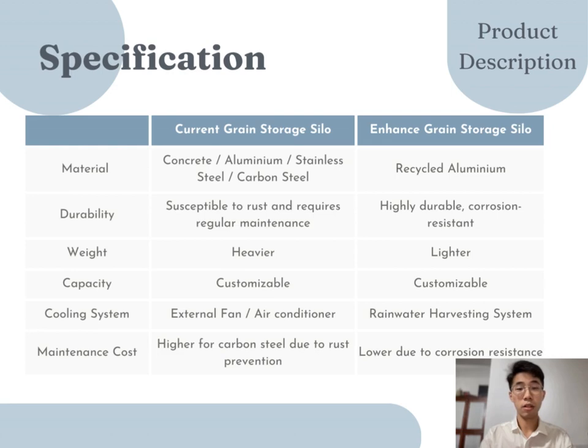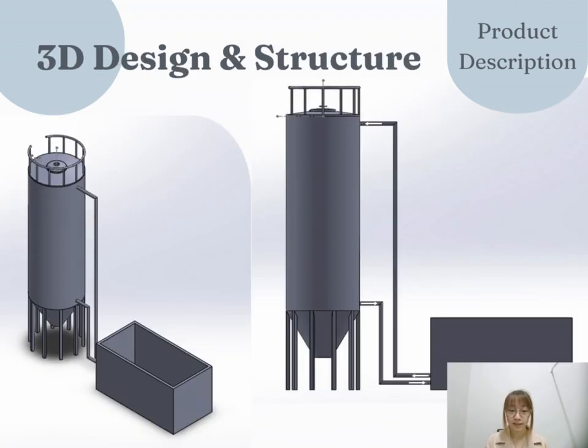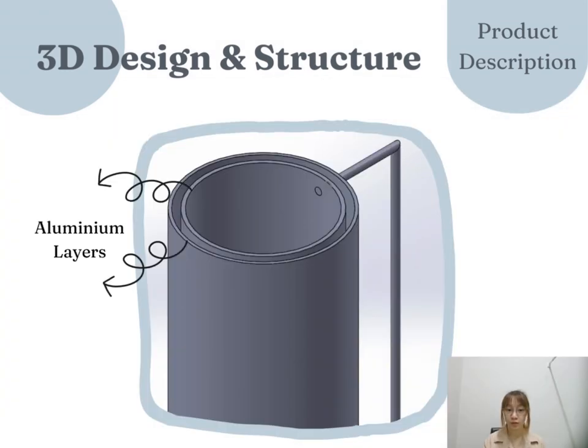Here provides a clearer picture of comparison between current silos that are available in the market and our silos. In short, as compared to them, our silos have a longer lifespan, lower maintenance costs, and are more environmentally friendly. This is our product design. There's a tank beside the silos used for a rainwater harvesting system. The arrows show that water will flow in and out to form a cycle. The water layer between these two aluminum layers is for cooling purposes.